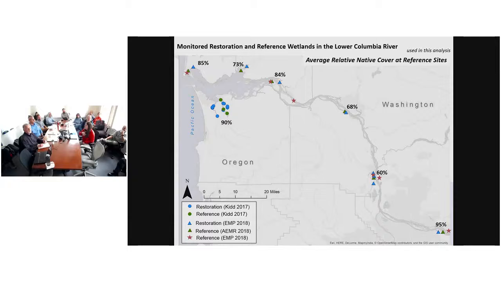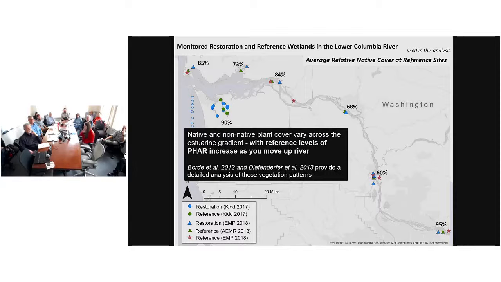There's a very minimal amount of non-native or reed canary grass cover at the mouth of the river, Young's Bay, the Waco Slough, and then as you move closer to Sauvie Island, you get a maximum amount of non-native cover and reed canary grass. And then as you get towards the Franz Lake area, the cover goes back up and it's more native. And this has been really well established by PNNL.